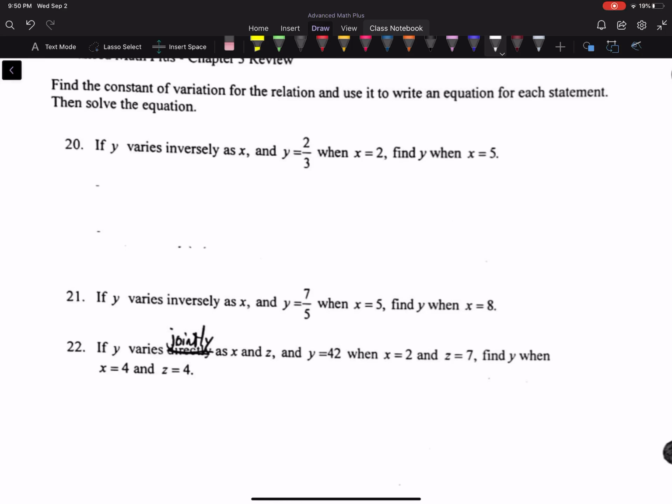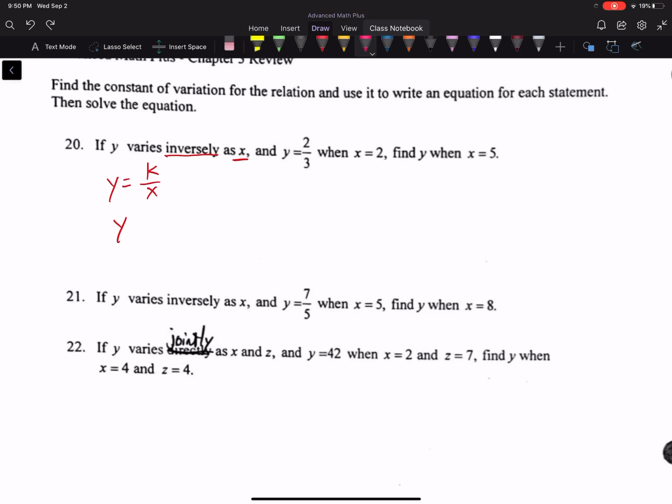Number 20. We're still varying. This time we're varying inversely. Okay. So that means we're dividing. So y equals k divided by, we are varying inversely as x, so it's just k over x. So that will be y, excuse me, what is y? Y is 2/3, so 2/3.